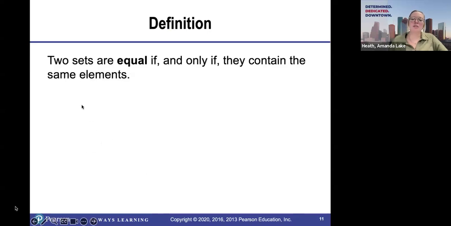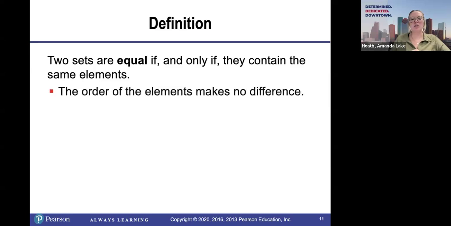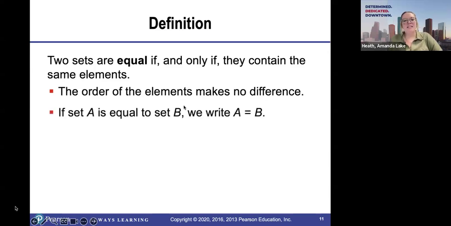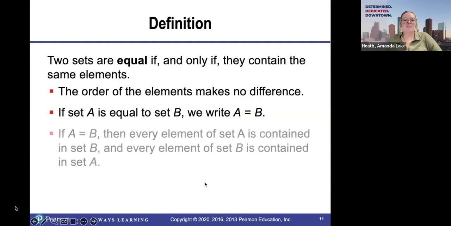Now, two sets are equal if and only if they contain the same elements. In these sets, the order doesn't make a difference. So the set ABC is equal to the set CBA or BAC. Those sets are all equal, even though they're ordered differently. The order doesn't matter. If the sets are equal, then we just write A equals B for the two sets.